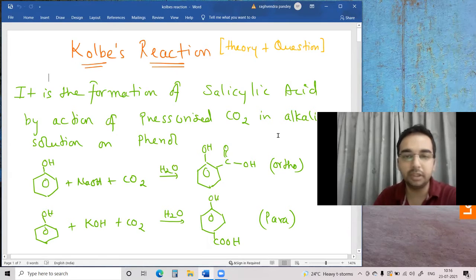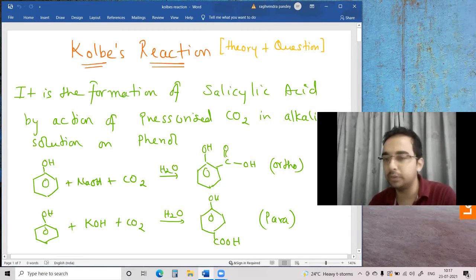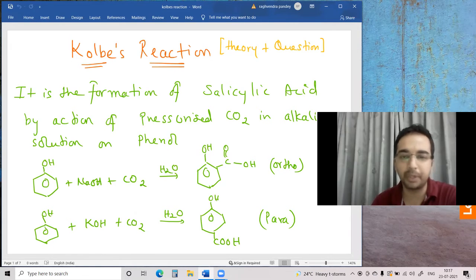One thing we have to remember is this pressurized CO2, and alkaline solution, then phenol. So three things are necessary. Alkaline solution can be made by using a strong base like NaOH, KOH. And pressurized CO2 is from a cylinder. We pressurize it into a solution of phenol and NaOH or KOH.